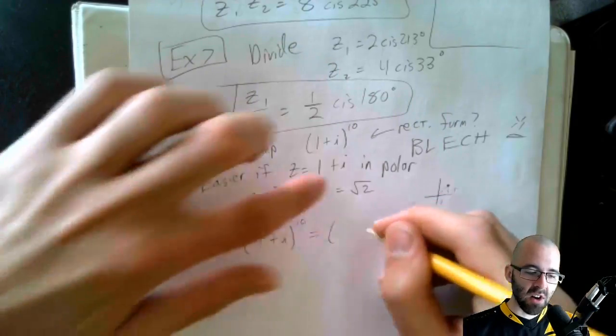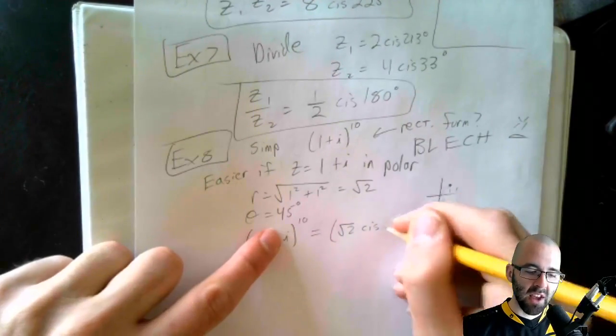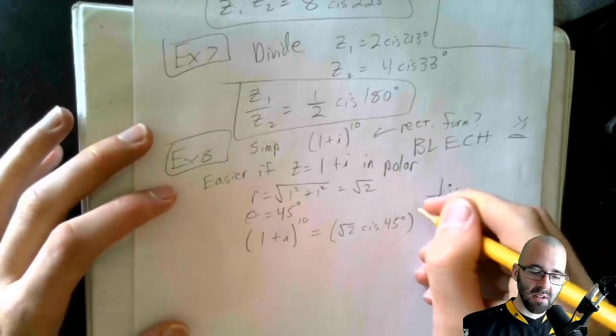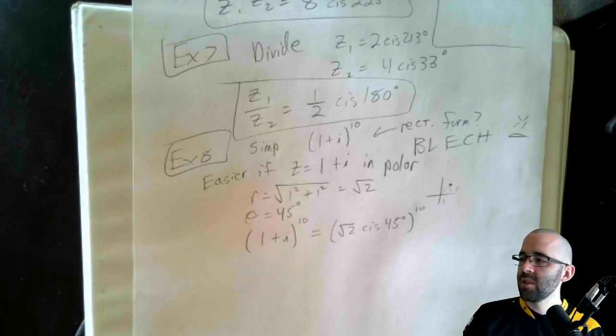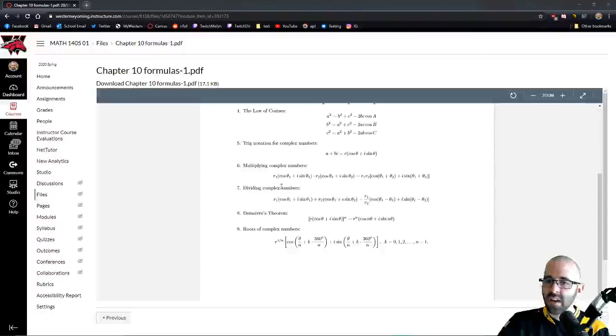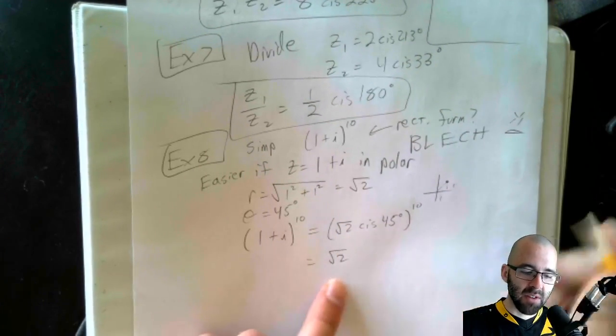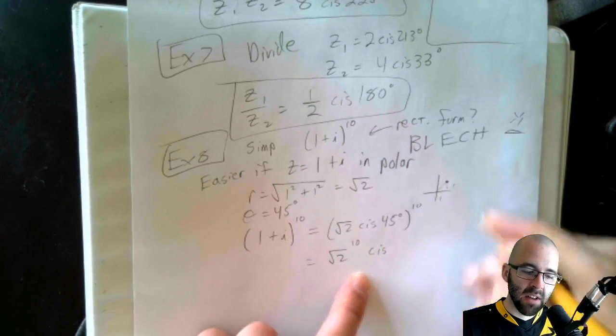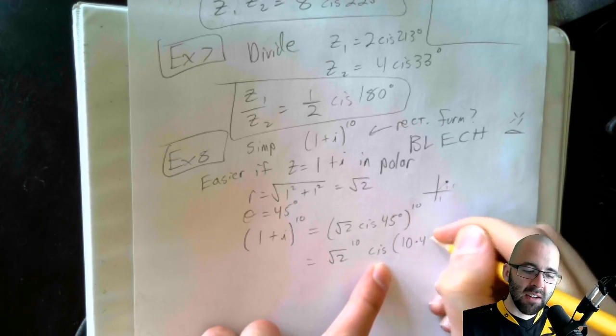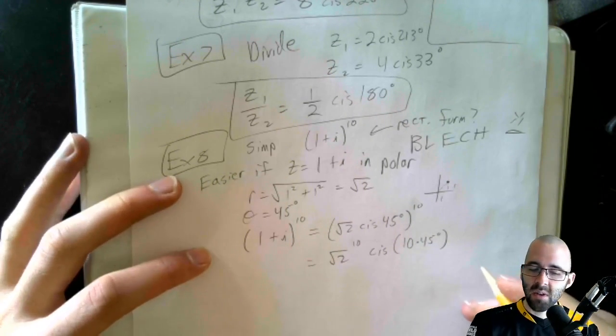So, what is 1 plus i? It's r, which is the square root of 2, cis theta, which is 45 degrees, still to the 10th power. And then we use de Moivre's theorem, which says if we have a complex number raised to the nth power, we just raise the modulus to the nth power and multiply the angles by n. So it's going to be the modulus square root of 2 to the 10th power, and then the angles just get multiplied by 10. Like so. And now we just simplify.